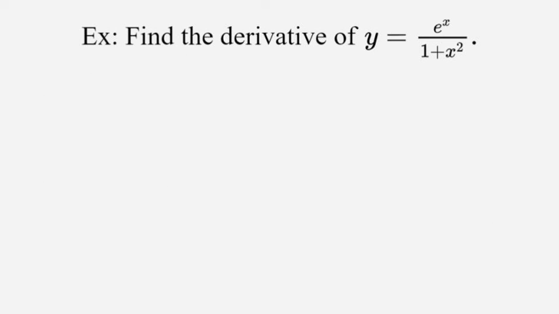Now let's do one more example just to give you a variety of examples to model your work after. And so let's take the derivative of e to the x divided by 1 plus x squared. And even though the quotient rule is not the easiest rule to use, it's certainly easy to identify. We very clearly have a quotient of two functions, and so we can't be using anything other than the quotient rule.